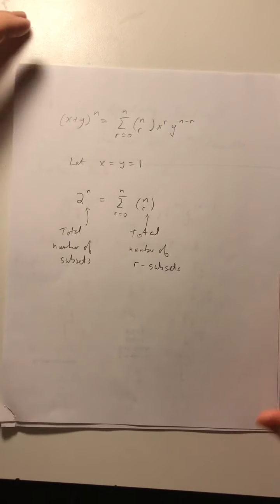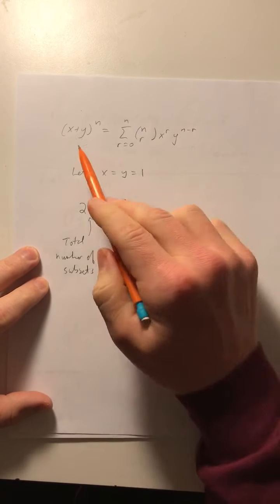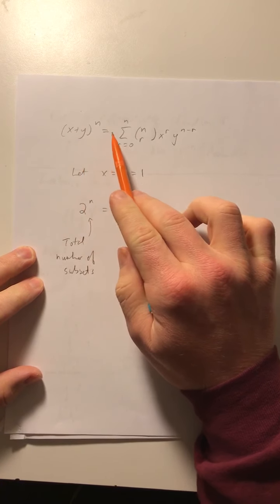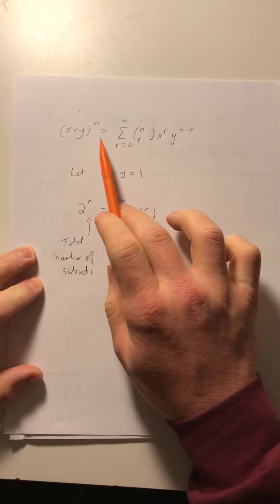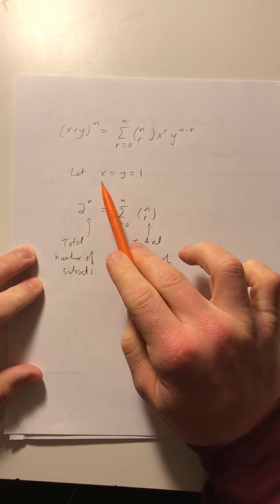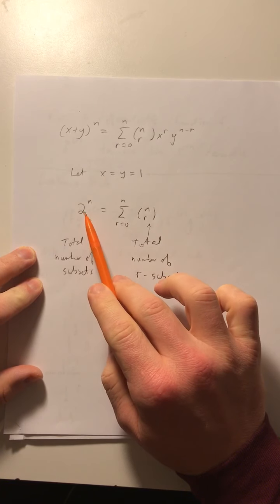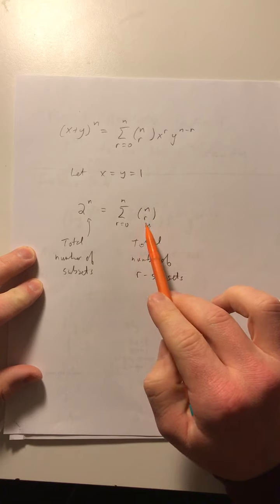So now we can put these two questions together. The binomial theorem tells me that for any real numbers x and y, (x plus y) to the power n equals this sum. Now we can plug in a specific value for x and y. Just plug in x equals y equals 1 on the left, I get 2 to the n. On the right, I get the sum as r goes from 0 to n of n choose r.